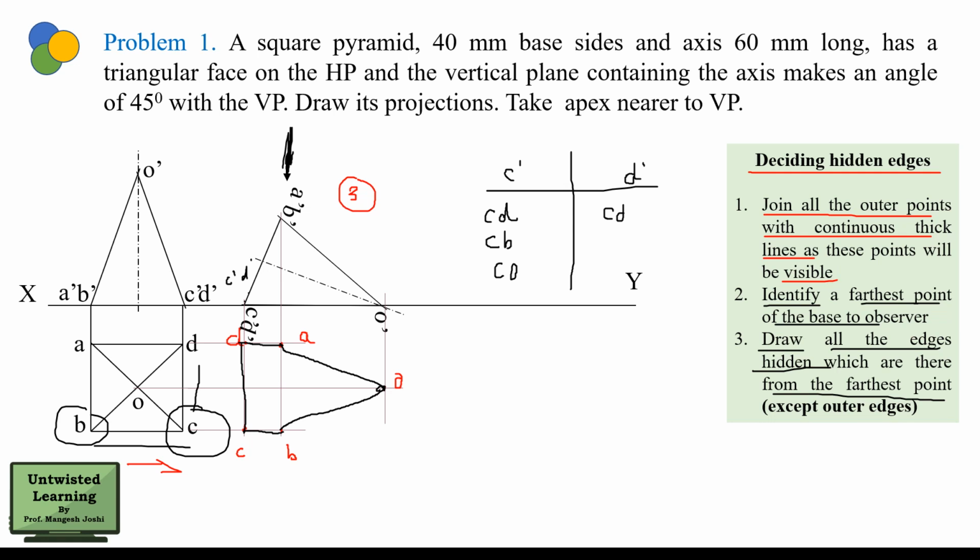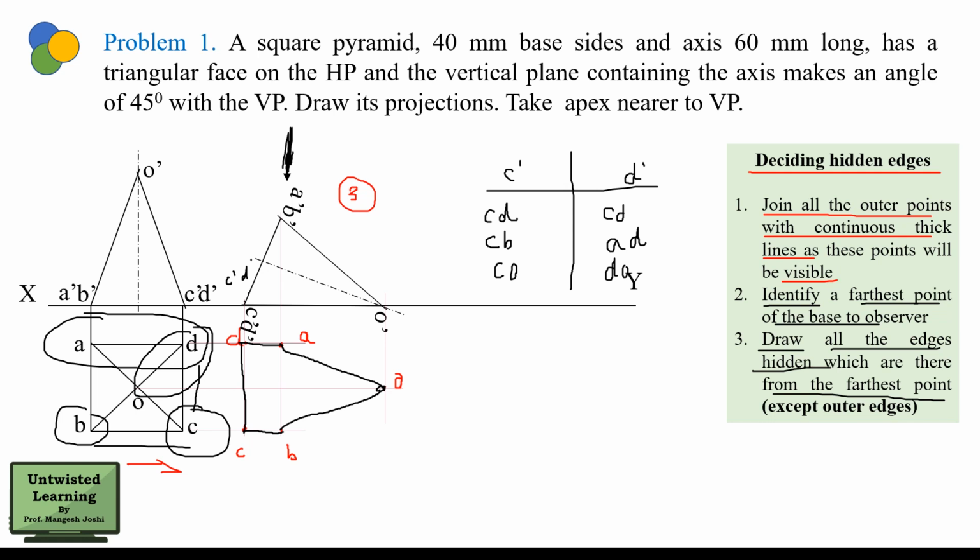Similarly with respect to D, you can see here edge AD and DO. Okay, so you have identified all the edges coming from C dash and D dash. Now draw all the hidden edges which are there from the farthest point except outer edges. Okay, so outer edges you have already drawn as dark continuous thick lines. So just eliminate the outer edges.